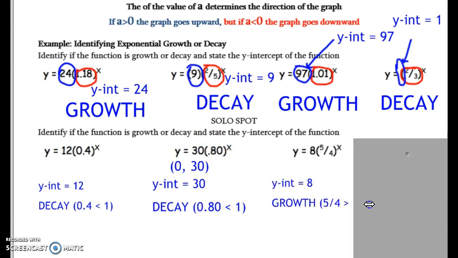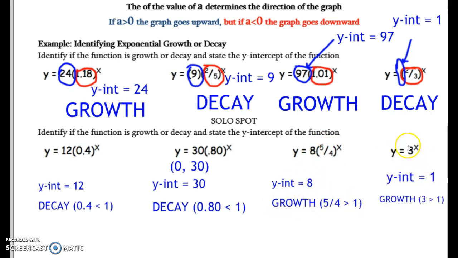In the next example, you're given a fraction as the pattern, but 5/4 is greater than 1, so we call that growth, and the y-intercept is 8. For the last one, it was a little tricky because the y-intercept wasn't written, but as we stated before, it's legal to write a value of 1 for our y-intercept if it's not present, and the growth factor is in fact growth because 3 is larger than 1. Hope you got those right.